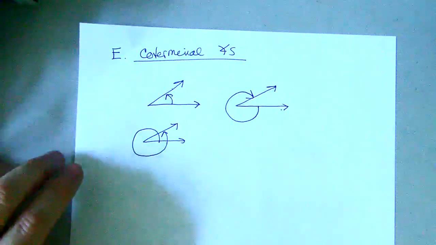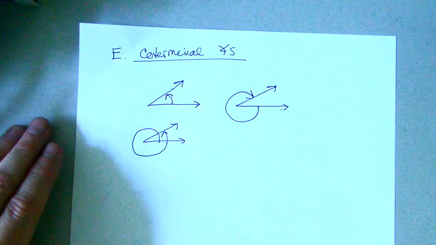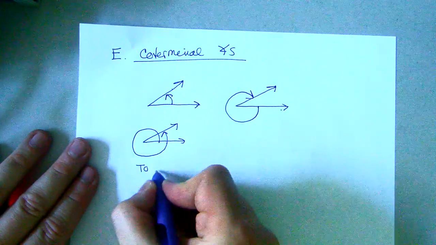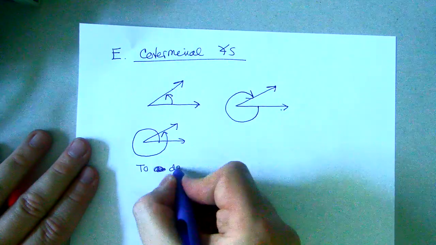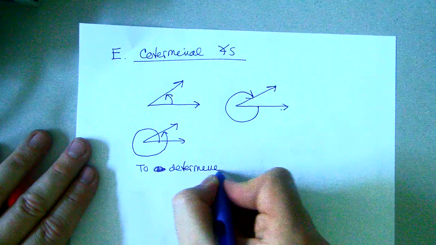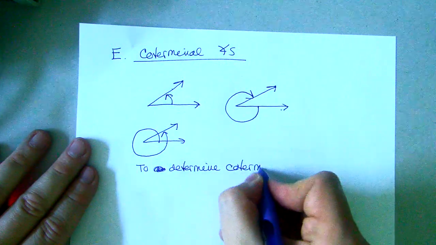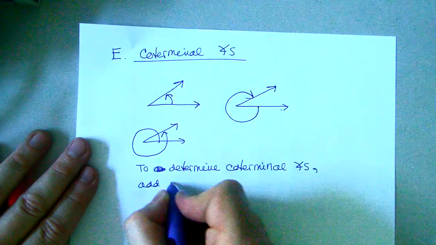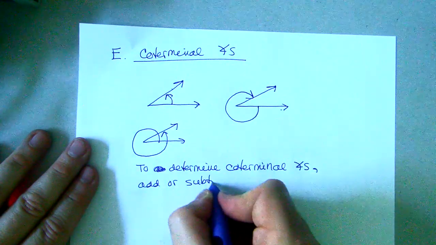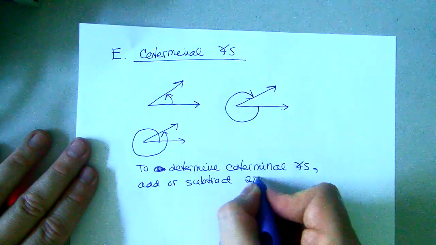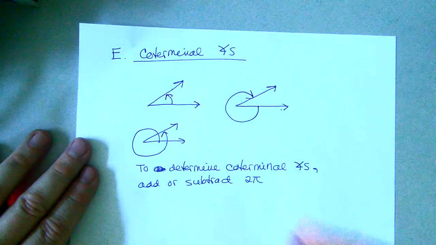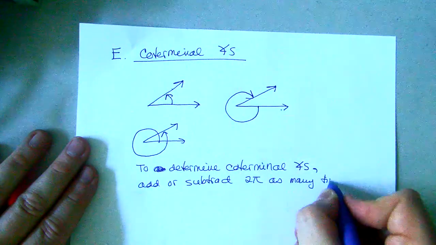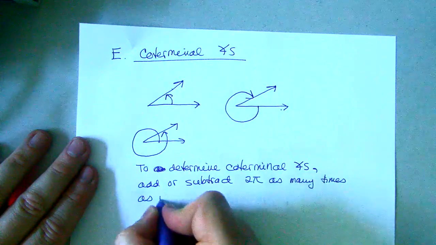To find coterminal angles, all we need to do is add or subtract 2 pi as many times as we'd like. To determine coterminal angles, add or subtract 2 pi, or 360, but we're going to stick with radians in here, as many times as you'd like.